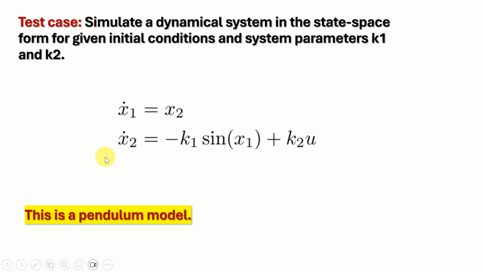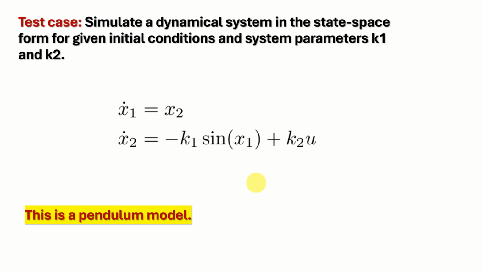Here's the state equation. This state space model has two state variables, x1 and x2. The first equation tells us that x1 dot is equal to x2, and the second equation tells us that x2 dot is equal to minus k1 sine x1 plus k2 multiplying u. Over here, u is the control input. k1 and k2 are the model parameters.